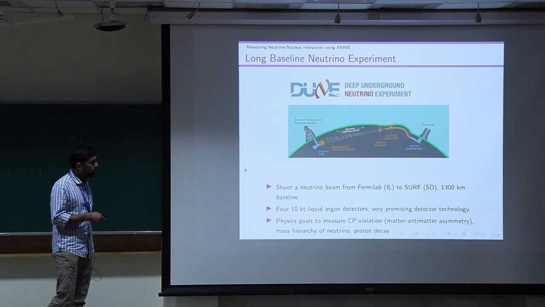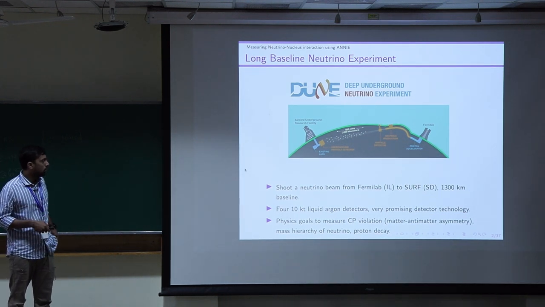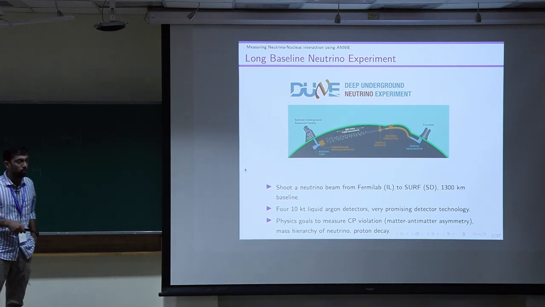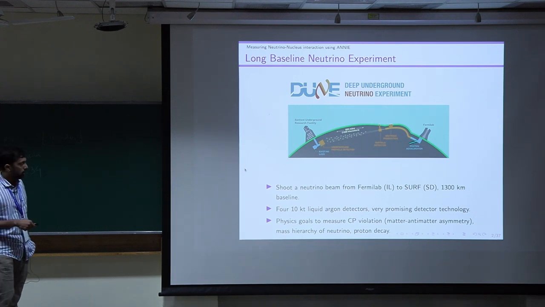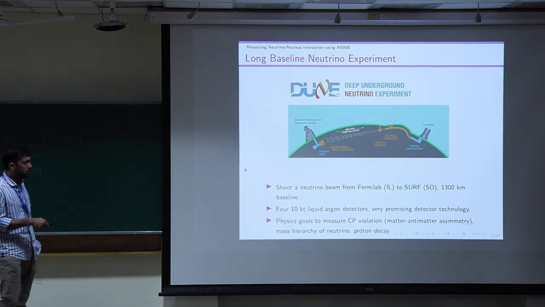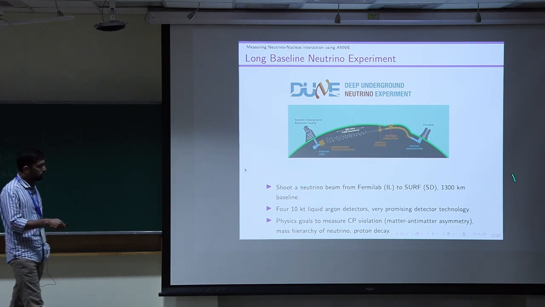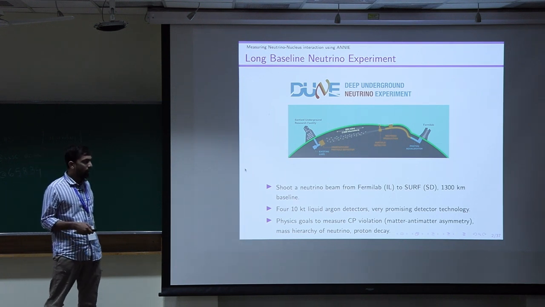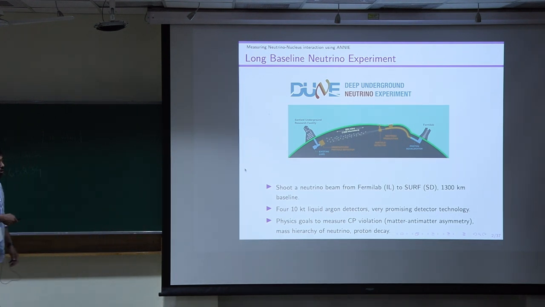DUNE is an experiment which is going to take data in the early 2030s at Fermilab. Here the baseline, that means the distance between neutrino production and the far detector, is around 1300 kilometers, and this will give enough room for matter interactions, and that will allow us to determine the mass hierarchy of neutrinos.